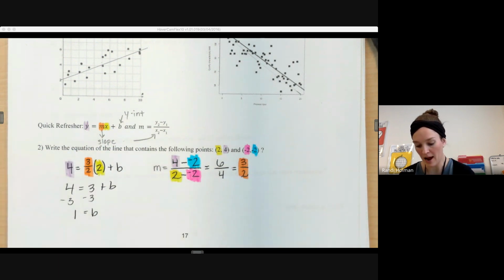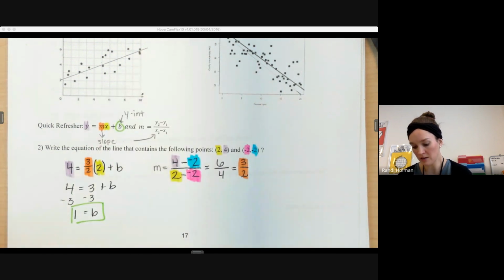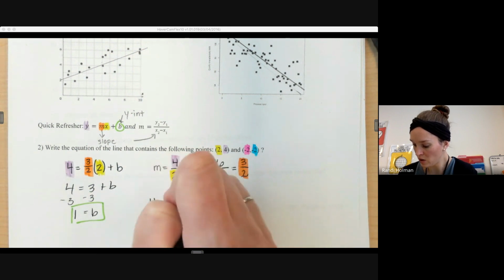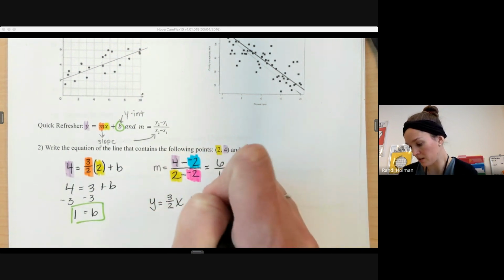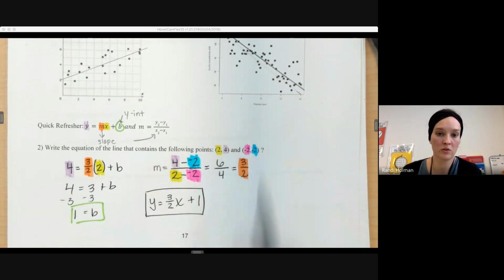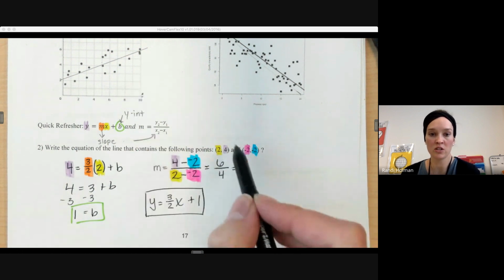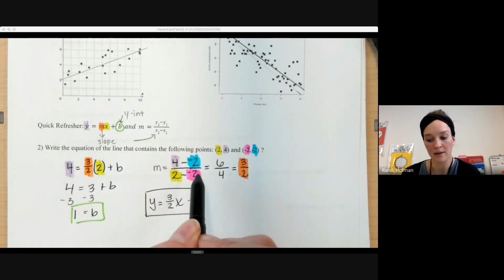So now we have our b value that we found right here, and we have our slope there. So we're just going to plug it back into y equals your slope x plus your b value. And that is your equation of the line that goes through these 2 points. So find your slope, use your y equals mx plus b to find b, plug it all back in.